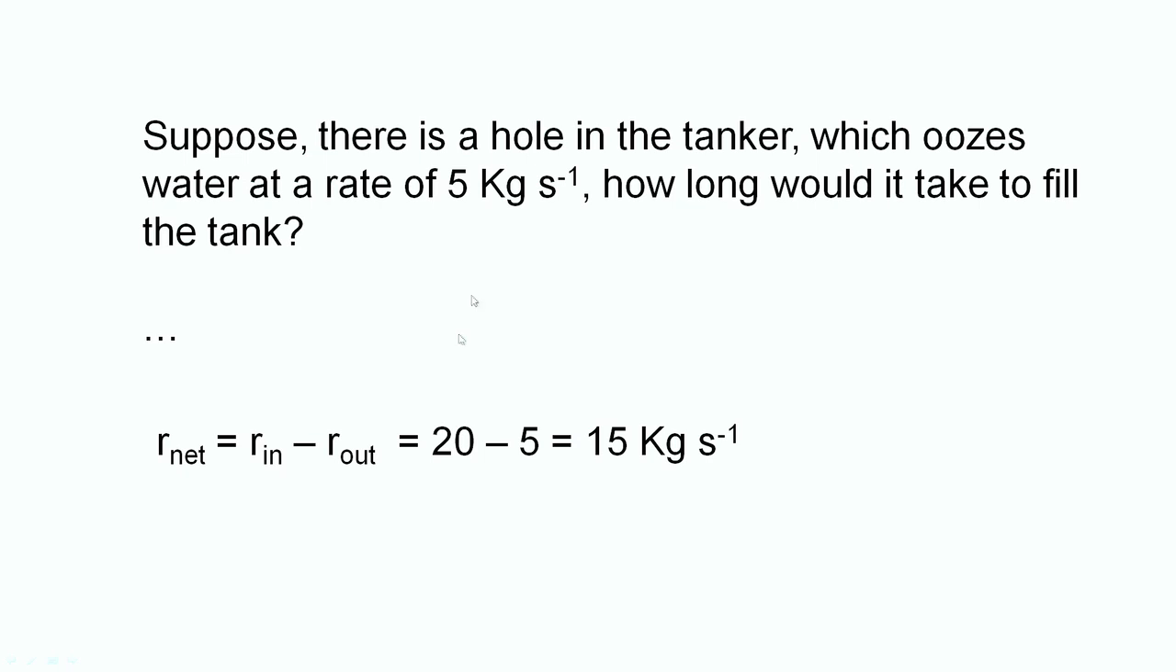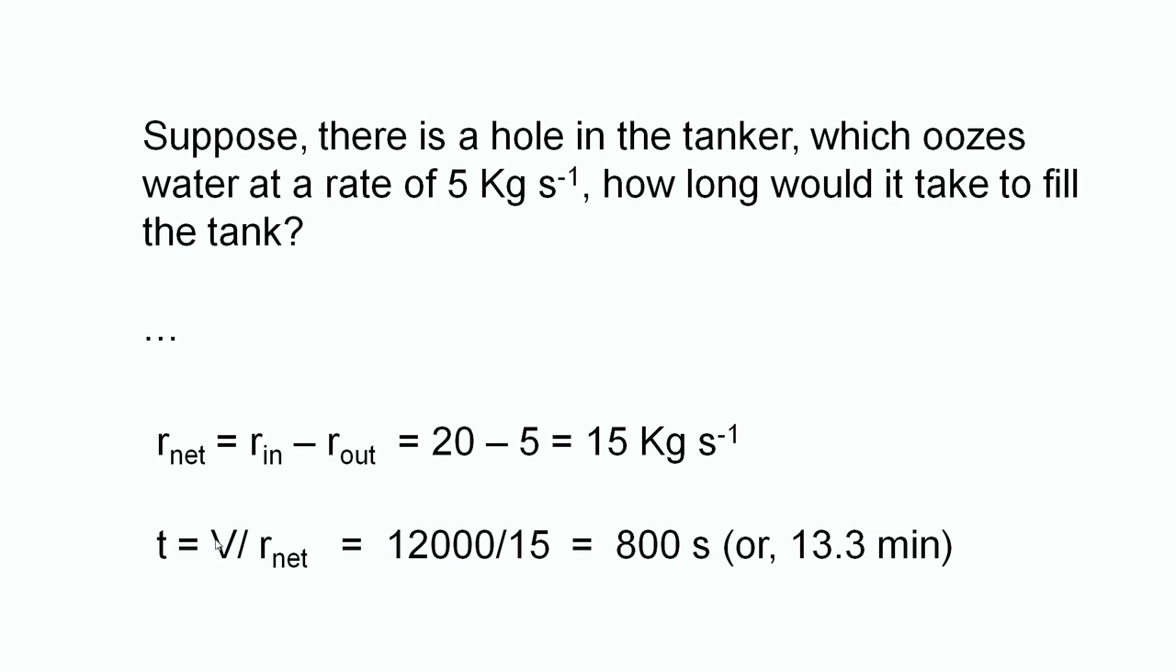The net rate in this case: sorry, I think it is 20 kilograms per second coming in, 5 kilograms per second going out. So, the net rate happens to be 15 kilograms per second, and once you know the net rate, you can find out the time as the volume divided by the net rate, or in this case the mass divided by the net rate. This has to be m. 12,000 kgs divided by 15 kilograms per second, or 800 seconds, or about 13.3 minutes is what we get.